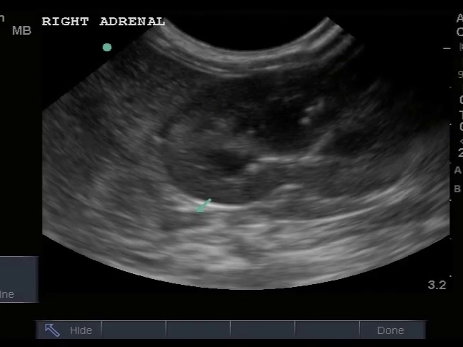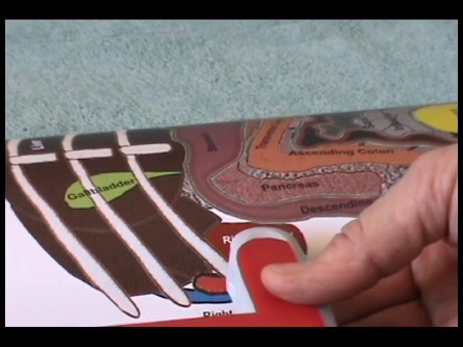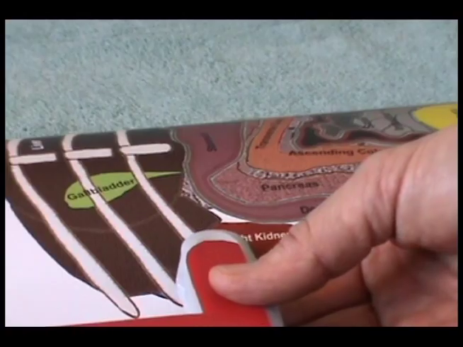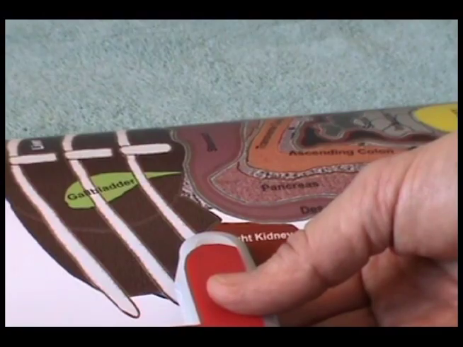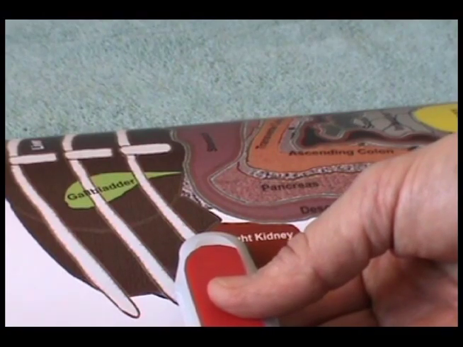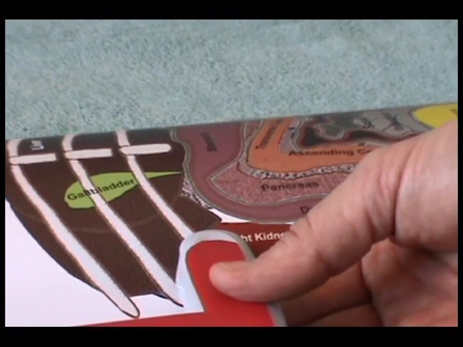The right adrenal appears as a small, wedge-shaped nodule near the cranial pole of the right kidney. Slide the transducer to the cranial pole of the right kidney. Fan the transducer very slowly ventrally or dorsally till the caudal vena cava and right adrenal appear.